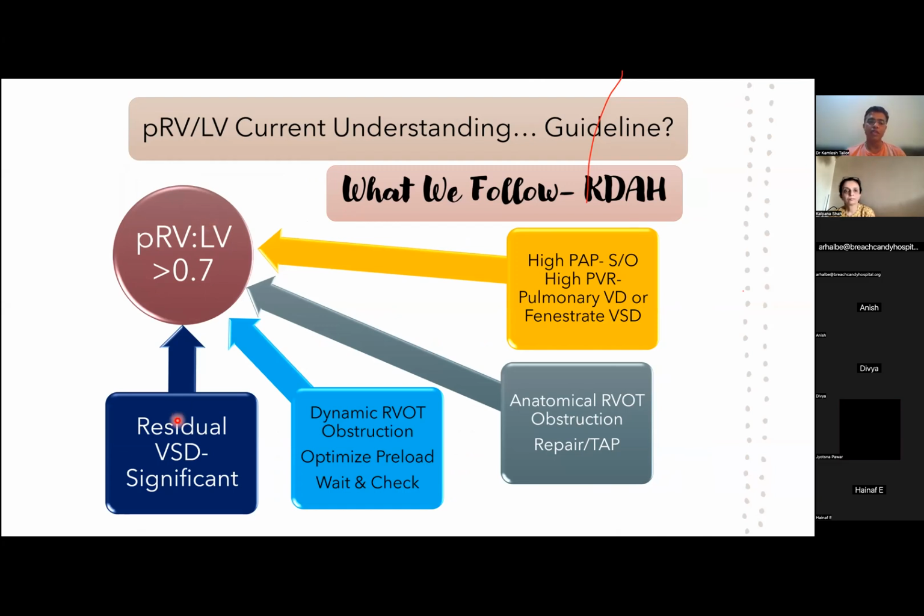The problem can be a residual VSD, whether significant or not. So one should check the echocardiography and rule out residual VSD. The other thing is to optimize the preload, and check whether it is because of a dynamic RVOT obstruction, and check again. If there is an anatomical obstruction in RVOT, one has to go back and repair this significant RVOT obstruction. And if it is a high PA pressure, and because of that there is a high PRV/PLV, then one can fenestrate the VSD, or one can use a pulmonary vasodilator to treat it.